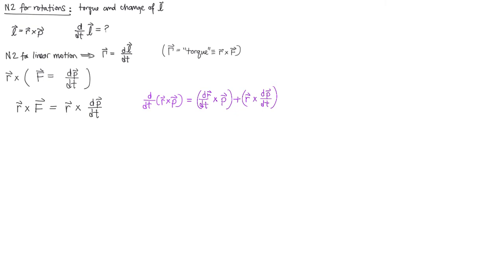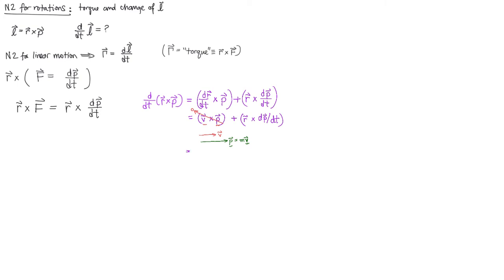Well, dr/dt is simply the velocity, so I can rephrase the first term in that way. What do we know about the velocity and the momentum? If we have a velocity pointing to the right, what direction does the momentum point? Well, it's got to also point to the right because p is equal to mv. So whatever direction v points, that's the direction that p points. What do you get when we take the cross product of two vectors that are parallel? Well, you get 0. So this first term is gone.